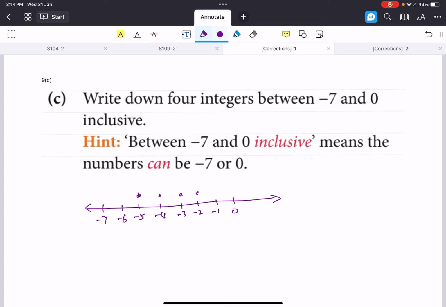So in this case, I will write now, right? So 4 integers would be, we can go -5, -4, -3, -2.